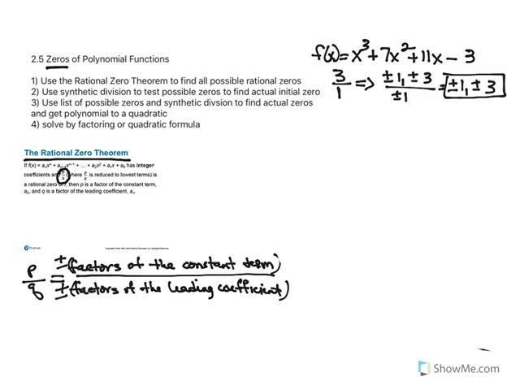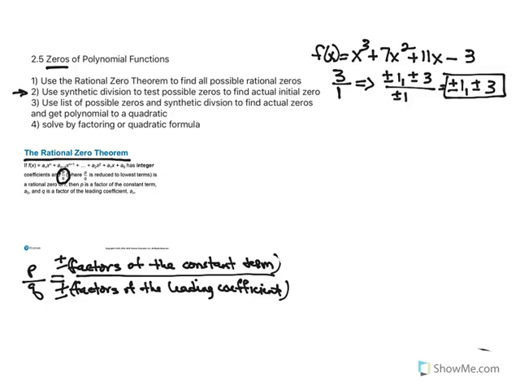So we're going to go to step 2. Step 2 says, use synthetic division to test possible zeros to find an actual initial zero. Like in 2.4, they provided us with an initial zero. And so we need to make sure we remember, the goal is to get the polynomial function down into a quadratic. Because if you have a polynomial that you can't factor, there's nothing that you already learned how to do in order to solve it until you get to the quadratic formula.